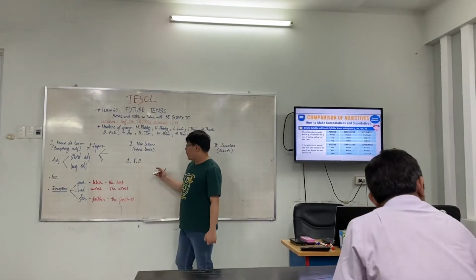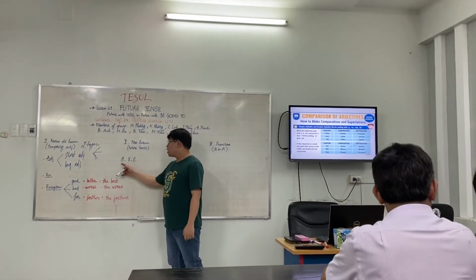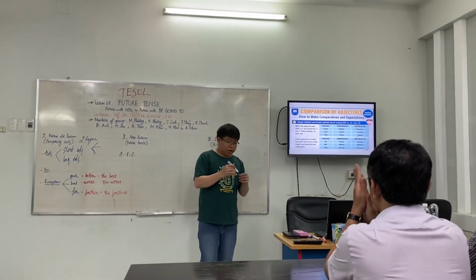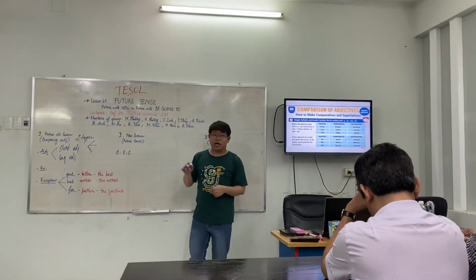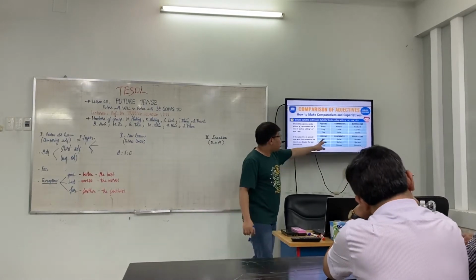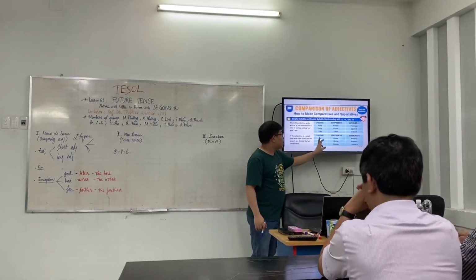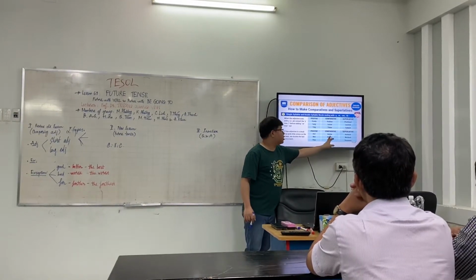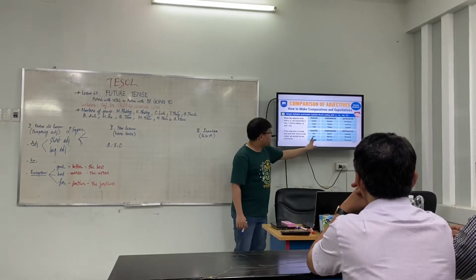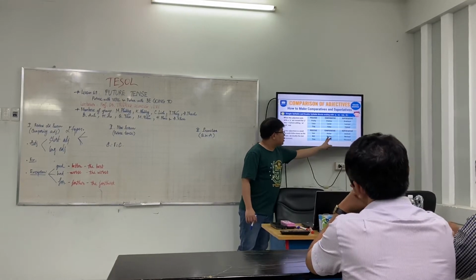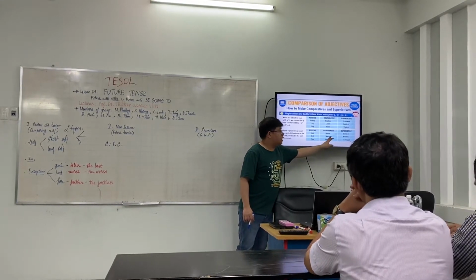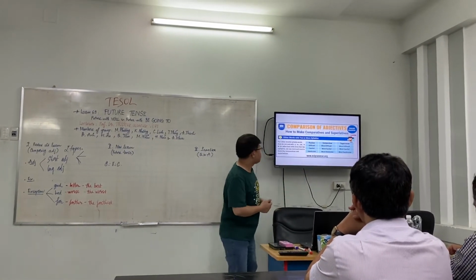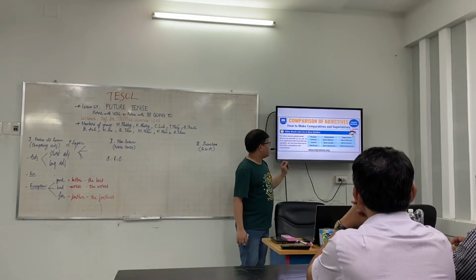In an adjective with a consonant-vowel-consonant structure, we must double the final consonant. For example, hot, hotter and hottest. H-O-T, H-O-T-T-E-R, double T. Yes. Wet, wetter and wettest. W-E, double T-E-R. And thin, thinner and thinnest.